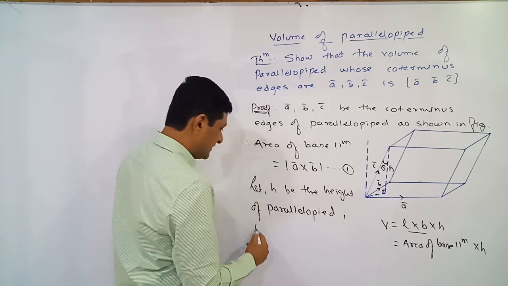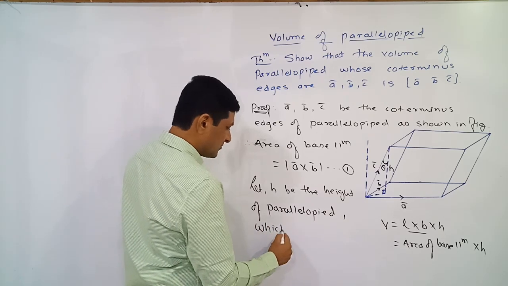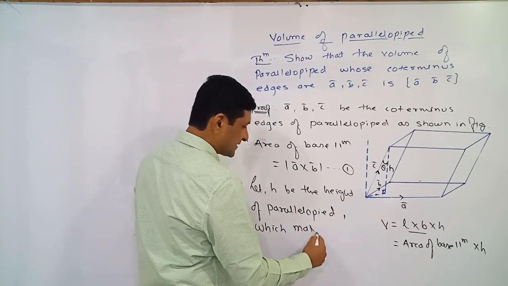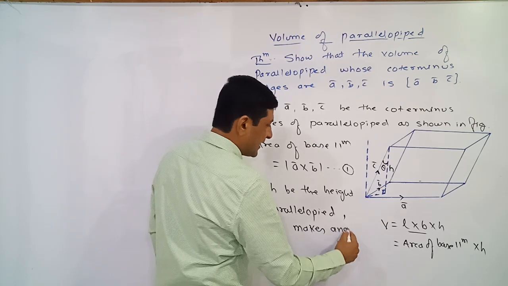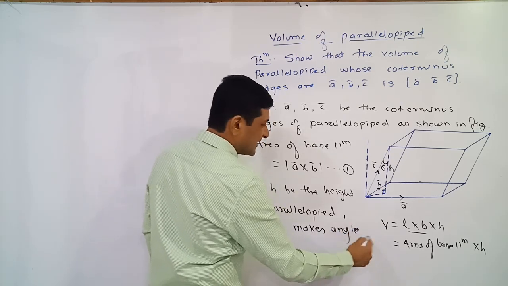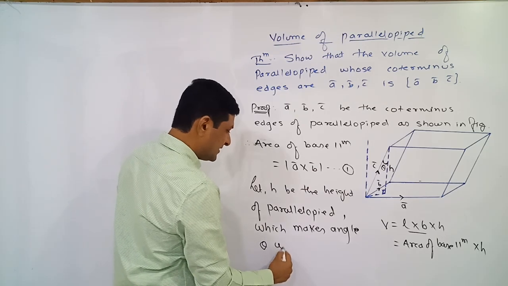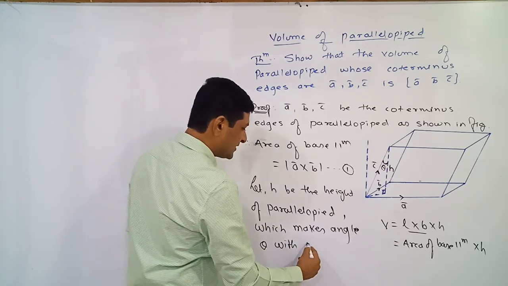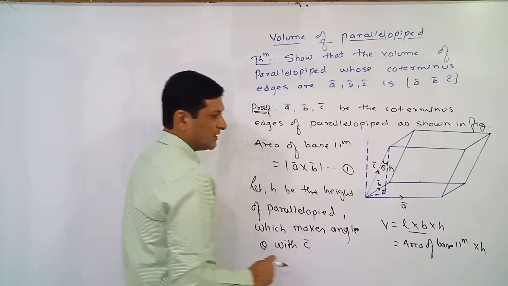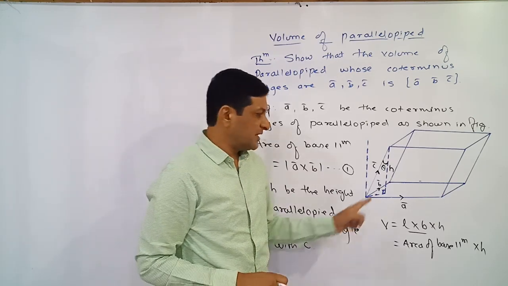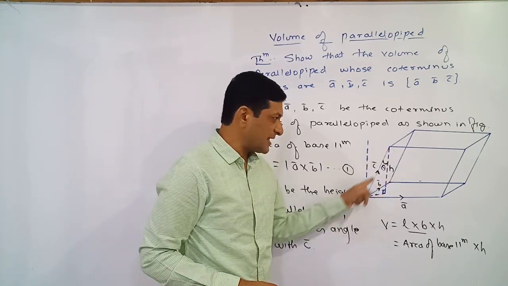which makes an angle, how much angle? Theta. With which vector? C bar. Which makes angle theta with C bar. Okay. Now if you observe this figure very carefully, here we have got one right angle triangle.